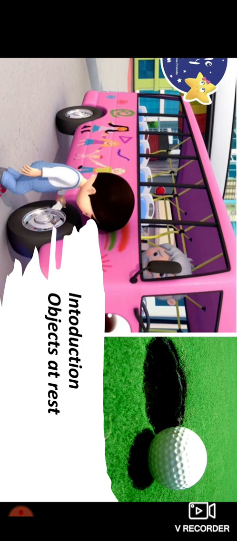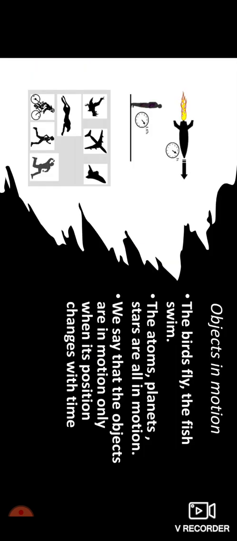In this, you can see the examples of objects at rest. You can see a ball which is in the state of rest and a bus which is in the state of rest. Similarly, in this slide, you can see the pictures of various objects which are in motion. The birds fly, the fish swim, the atoms, planets, stars, all of them are in motion.